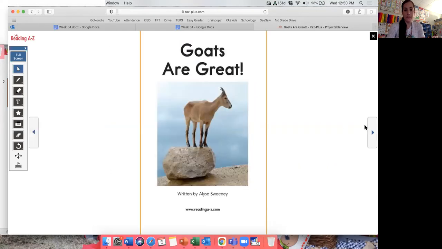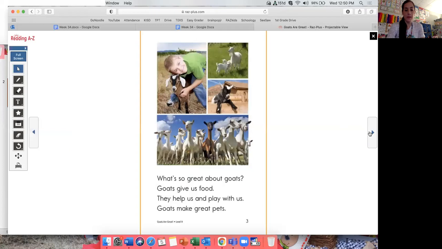Goats are great. What's so great about goats? Goats give us food. They help us and play with us. Goats make great pets. Okay, I can already tell so far what's important information. Like, yes, that's something we need to know, and something that's a cool fact or something cool, but I don't know if I really need to know that about goats. Be thinking about what's important or interesting as well.